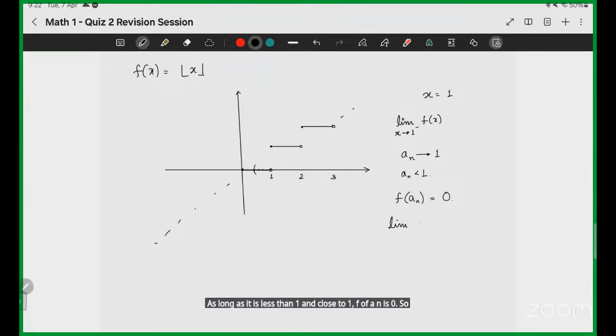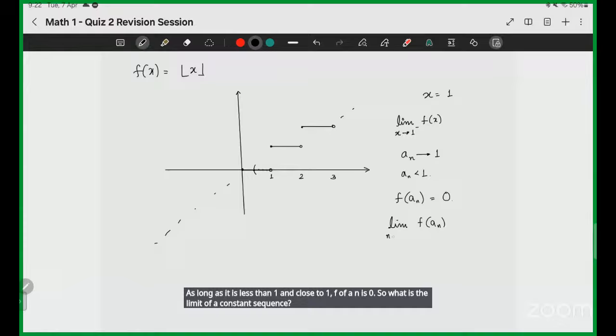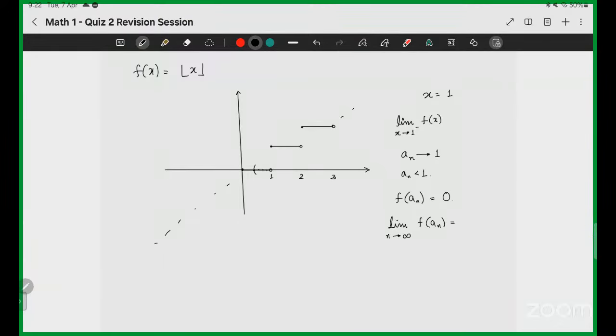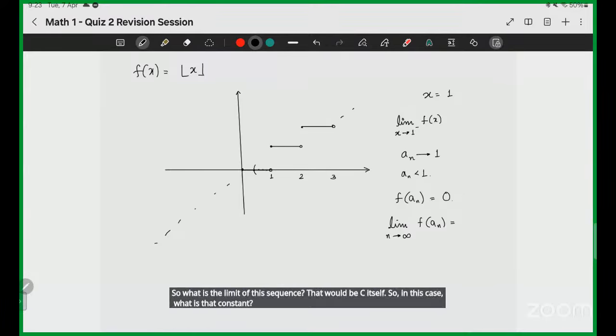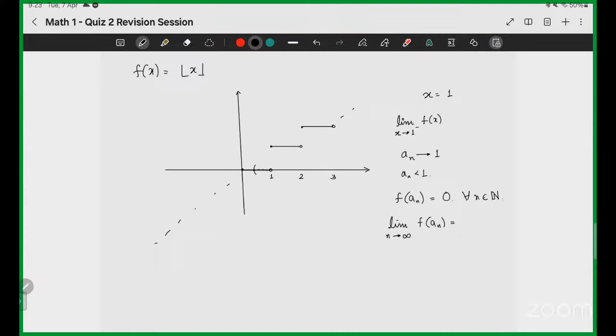So what is the limit of a constant sequence? If I say an is equal to c for all n, this is also a sequence, right? So what is the limit of this sequence? That would be c itself. So in this case, what is that constant? 0. So it is 0.